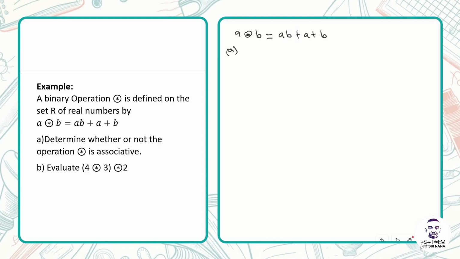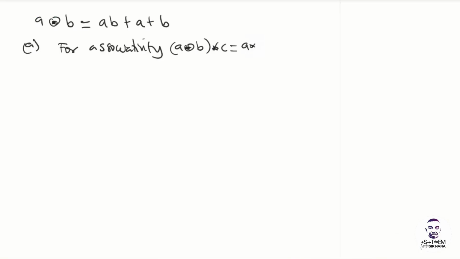So to be able to solve part A, for associativity, we know that A operation B, let's use the same operation symbol, we put the first two together, operation C, will be equal to A, pick the first one, operation, put the second and the third together, where A, B, and C are members of the real number system.